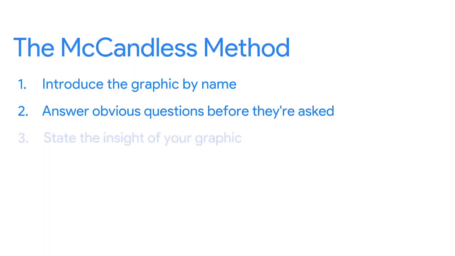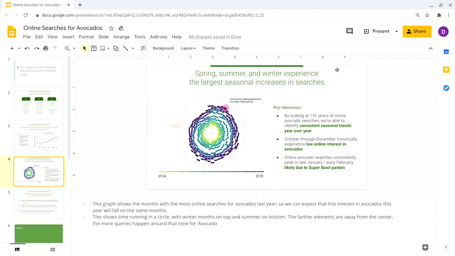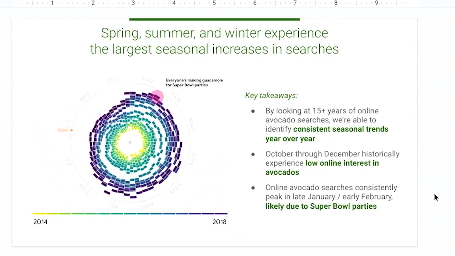Once you've answered any potential questions your audience might have, you'll want to state the insight your data viz provides. It's important to get everyone on the same page before you move into the supporting details. We can write in some key takeaways to this slide to help our audience understand the most important insights from the graphic. Here, we let the audience know that this data shows us consistent seasonal trends year over year.